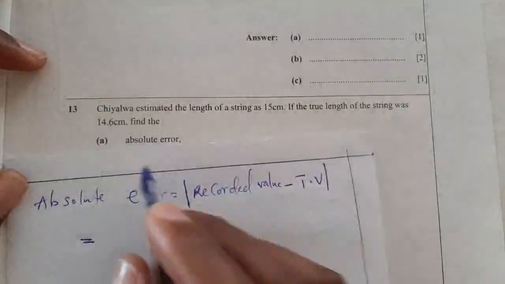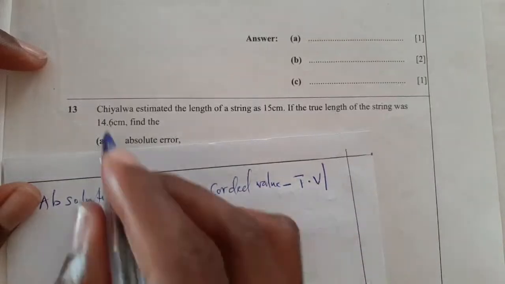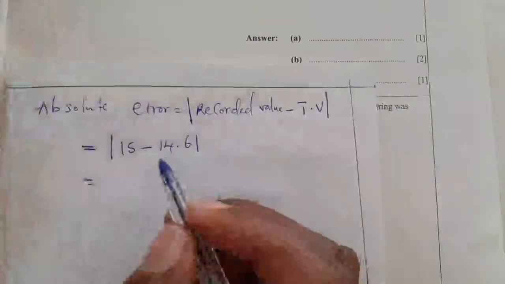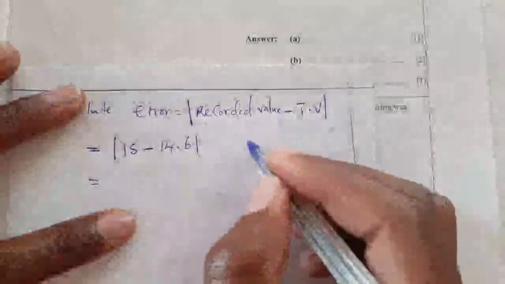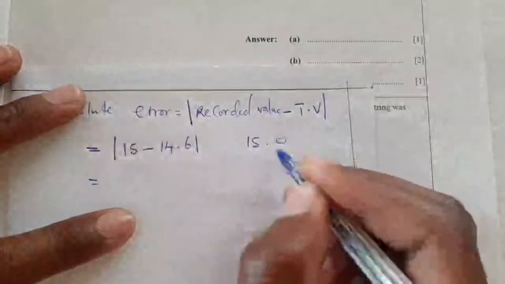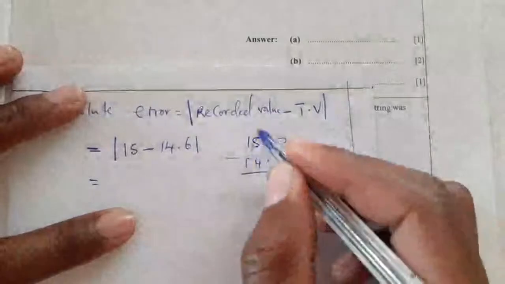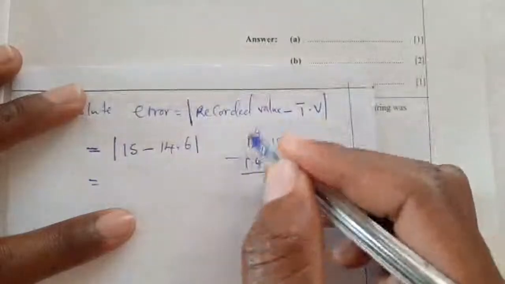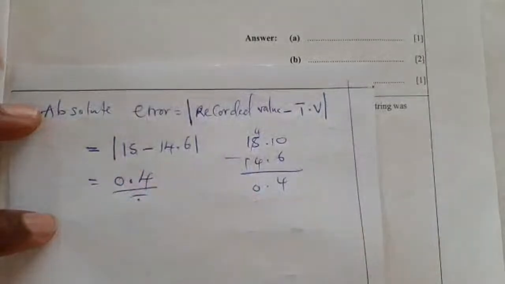So the recorded value is 15, minus the true value, which is 14.6. When we subtract, 15 minus 14.6, we borrow a 1, this is 10, 10 minus 6 is 4, point, and the rest are 0. So the absolute error will just be 0.4. This is question A.